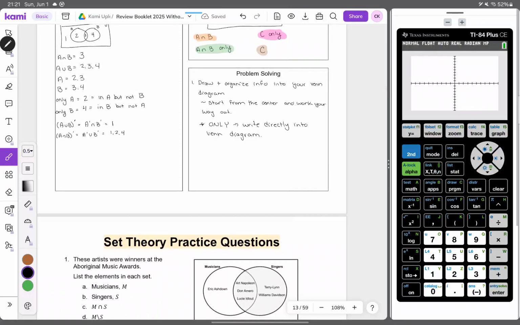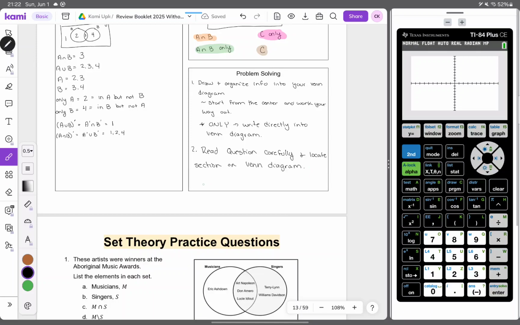All right. Once you have your Venn diagram filled out, you just want to read the question very carefully to figure out what part of the Venn diagram you're looking for. So you're going to read the question carefully and locate the section on the Venn diagram. Taking your time to properly fill out the Venn diagram is going to help you no matter what the question is.